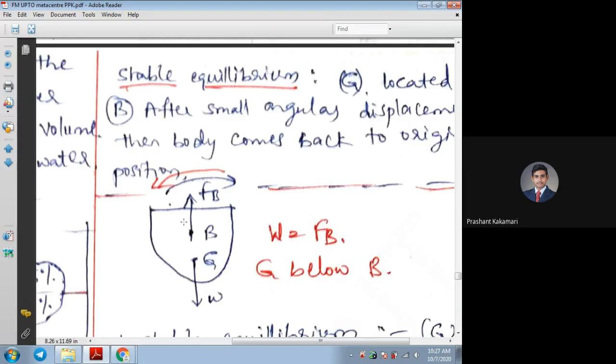In such cases, if it is floating, we assume that the buoyancy force developed by the liquid is equal to the weight of the given body. Then only it can float. If it cannot float, as with sinking bodies or higher density materials, weight will be higher and buoyancy force will be less. In such cases, the body cannot float or remain suspended in the given liquid. It will sink to the bottom.